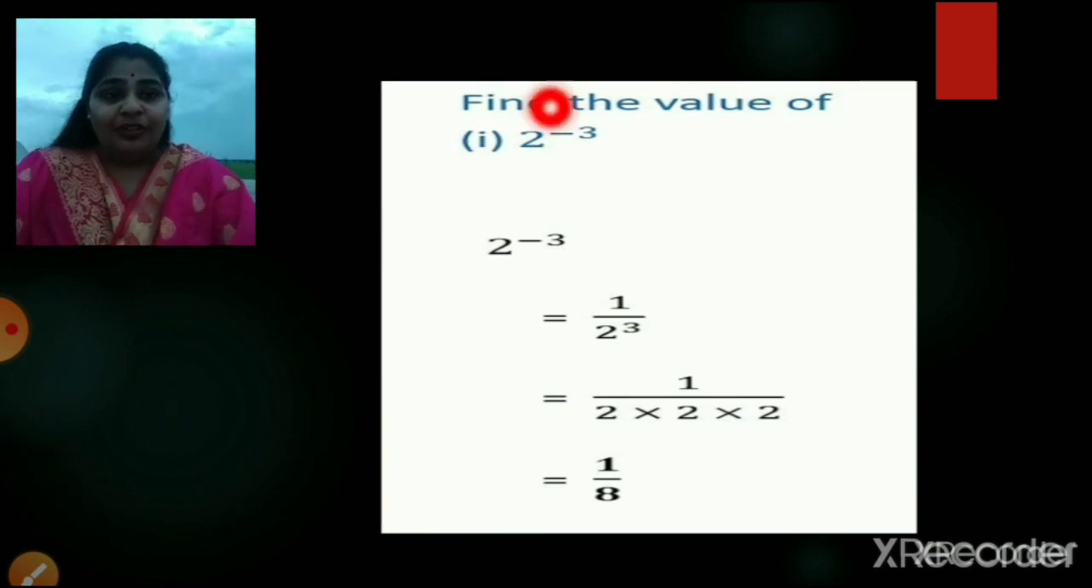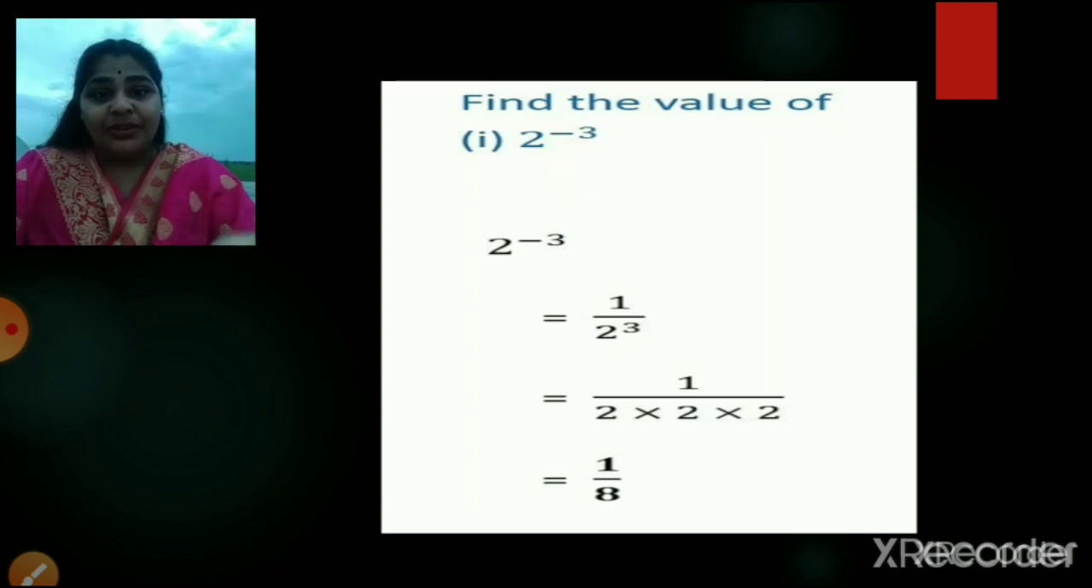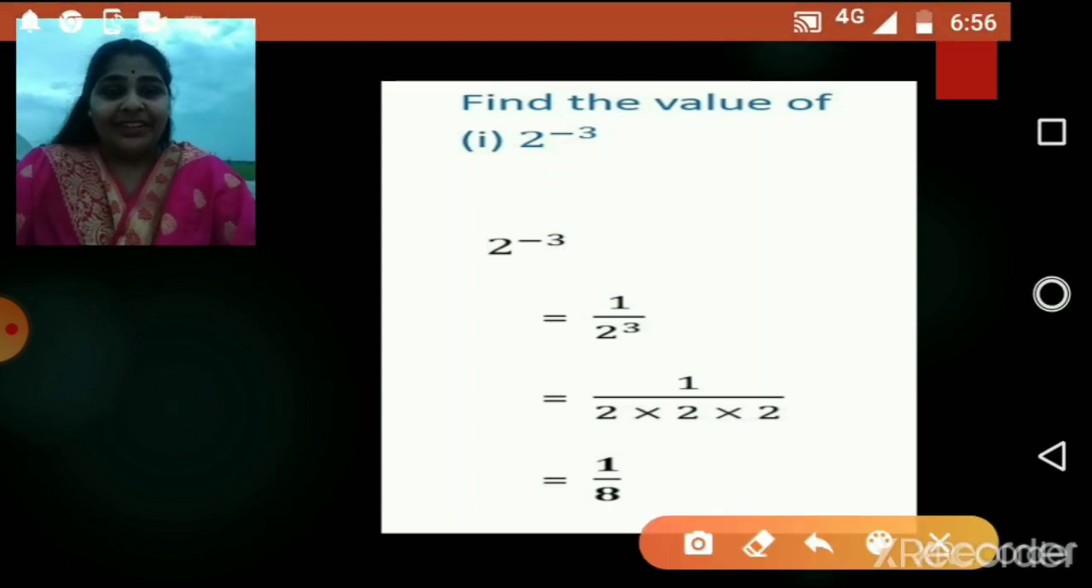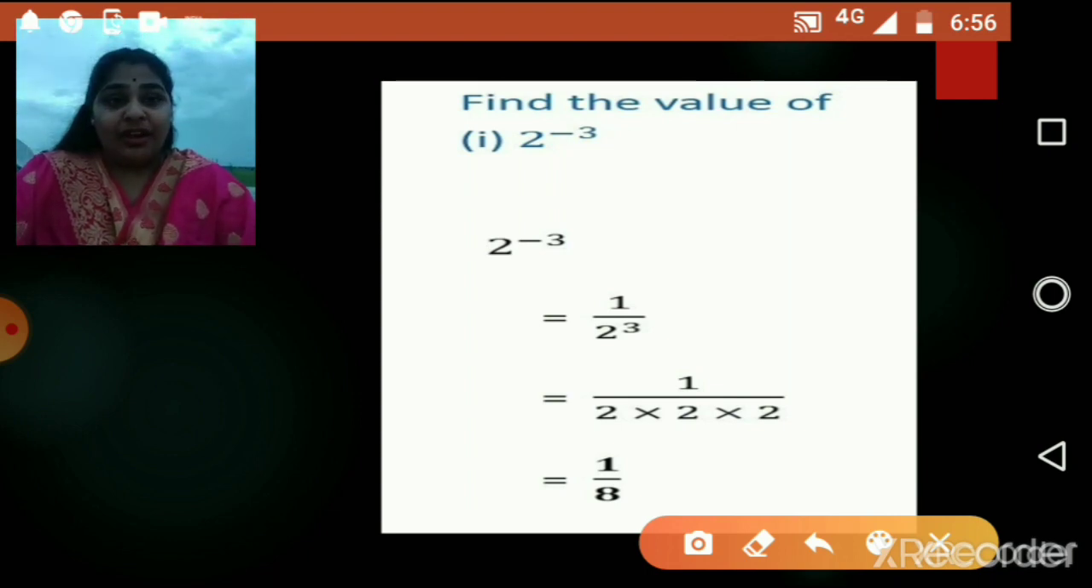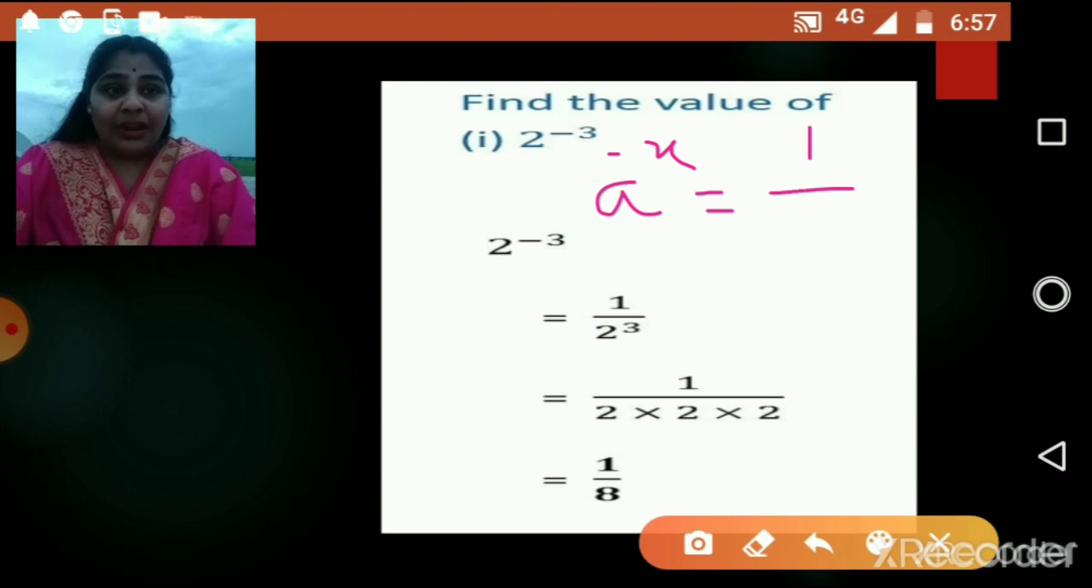Find the value of 2 raised to negative 3. Now here 2 is our a, right? And the power is negative 3. So now, using the law, what does our law say, children? A raised to negative x is equal to 1 upon a raised to x.